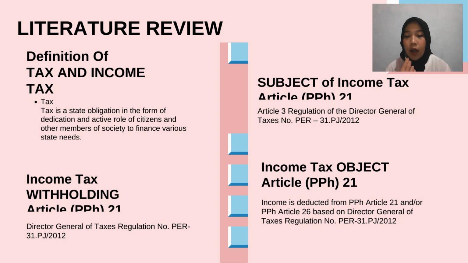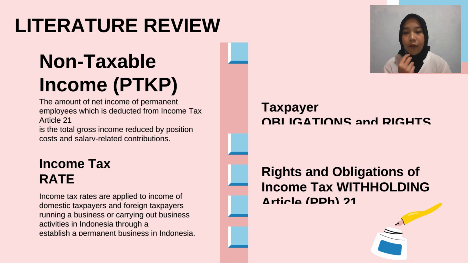Number 4, income of non-permanent employees or freelance workers. Number 5, rewards to non-employees, including in the form of honorary. The next one is point number 5: non-taxable income, also known as PTKP.